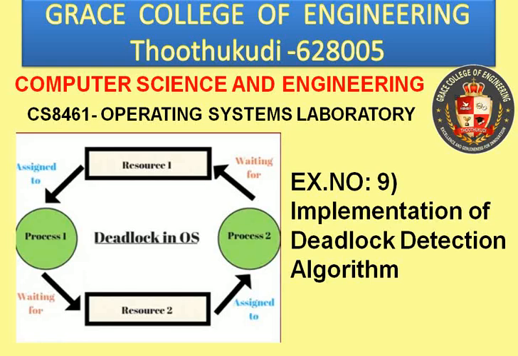See the picture. Here process 1 is waiting for resource 2. At the same time, resource 1 is assigned to process 1. Likewise, it has happened in process 2 also. So, a circular formation is found. So, here deadlock is detected. Let's see the execution.